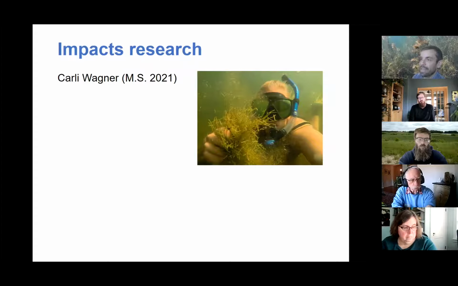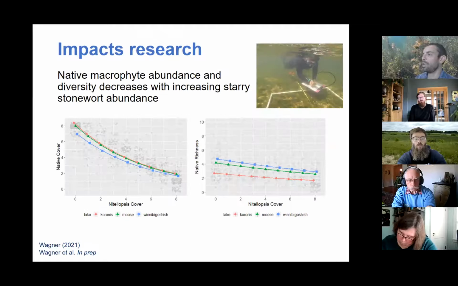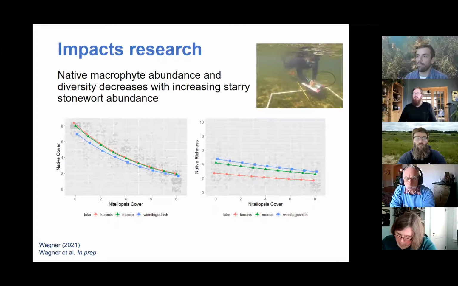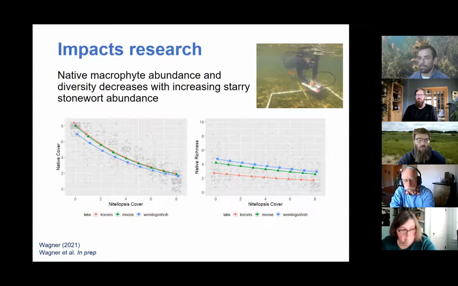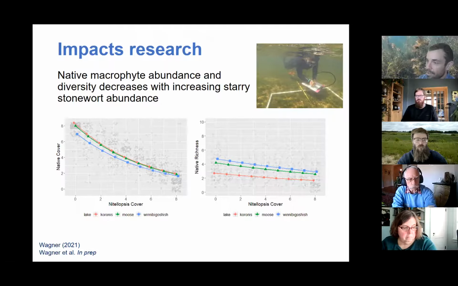And she decided to take on this question of what are the plant community impacts of Starry Stonewort? And what she found is that indeed native macrophyte abundance and diversity do decrease with increasing Starry Stonewort abundance, but also that there's variability from lake to lake and year to year, and there's some potential for recovery of native species. So not surprisingly, sort of in between those extremes of it's the death of a lake and it's nothing to worry about.